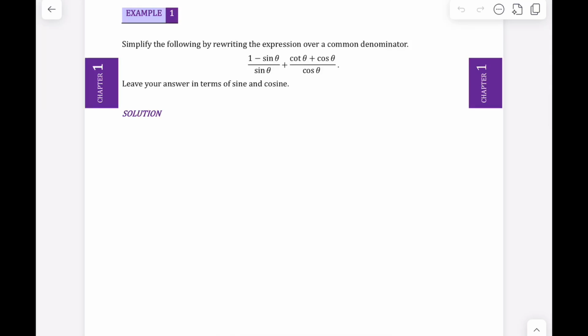Now, let's see example 1, how to simplify the following by rewriting the expression over a common denominator. So you can see here that the question that we have here, you don't have any common denominator yet. So now let's put it into a common denominator. So let's put everything under sine and also cos. Okay, so how to do this?